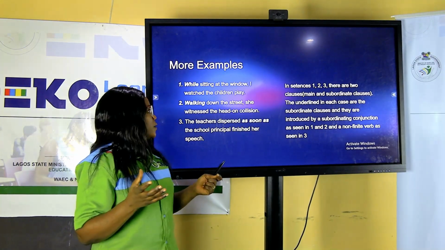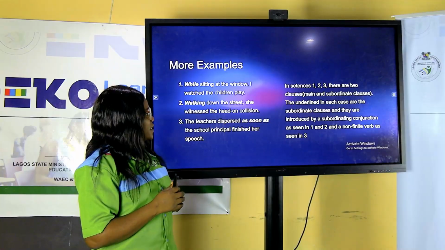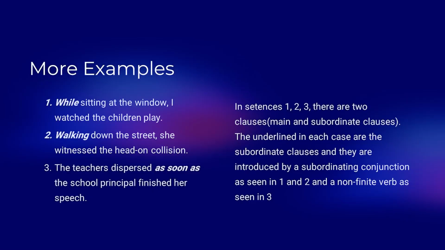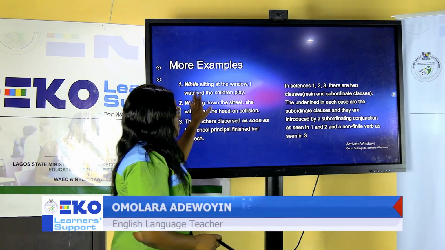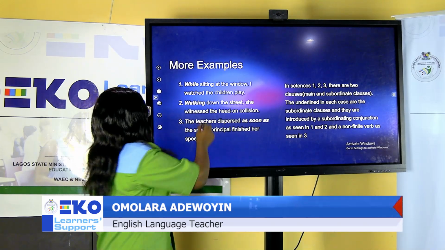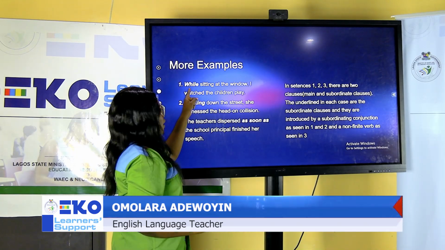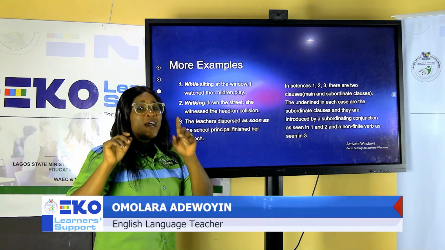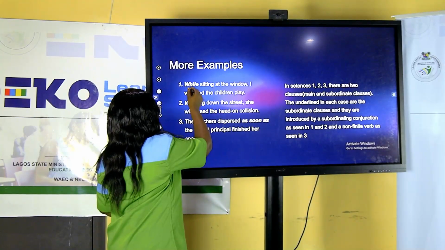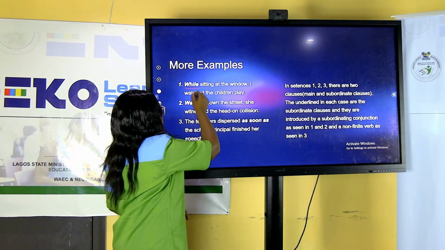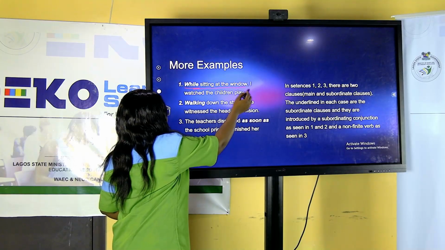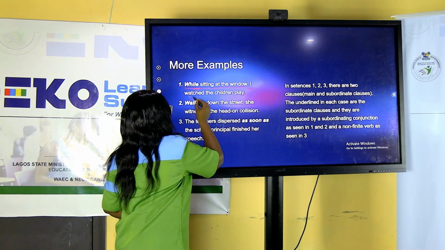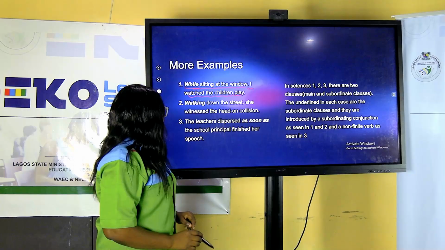They make full meaning, but there are two parts to each of these sentences. In sentences 1, 2, and 3, there are two clauses as we have seen. Main clause and subordinate clause. The underlined in each of these cases are the subordinate clauses. Let's underline the subordinate clauses. Remember, subordinate clauses are introduced by subordinating conjunctions. While is a subordinating conjunction, so we have while sitting at the window. And then our main clause is what? I watched the children play.